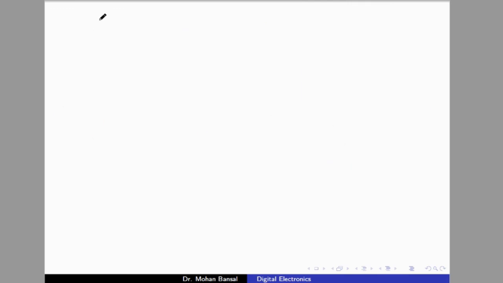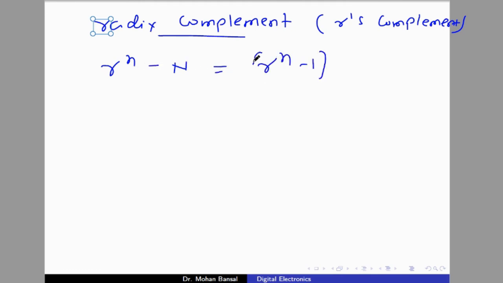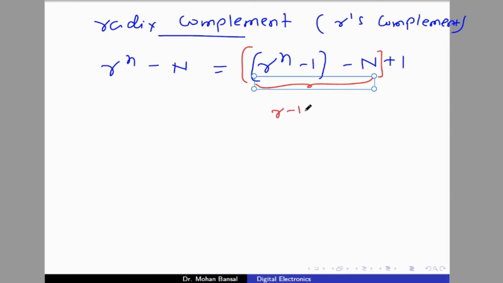Now we talk about the radix complement. The second one is the radix complement, that is the r's complement. The radix complement can be obtained by r to the power n minus capital N. We can rewrite this as r to the power n minus 1 minus N, plus 1. If you observe, if you remember the r minus 1's complement, this part is the r minus 1's complement.